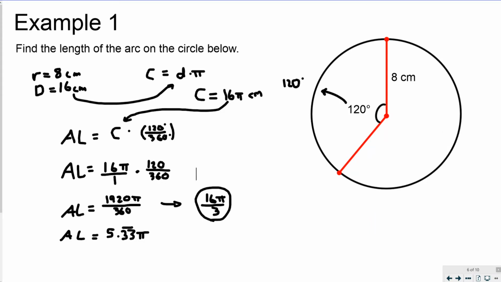This is the exact answer. If I'm going to make the approximate answer, I am going to type 16 pi into my calculator and then divide the answer by 3. So it is approximately 16.8 centimeters. And we would write centimeters for the units here too.